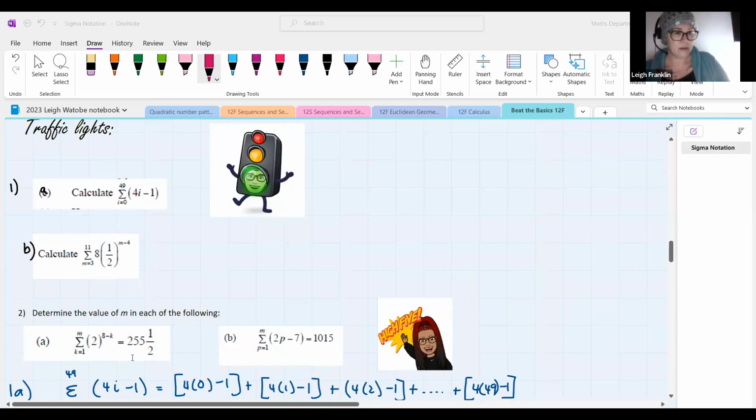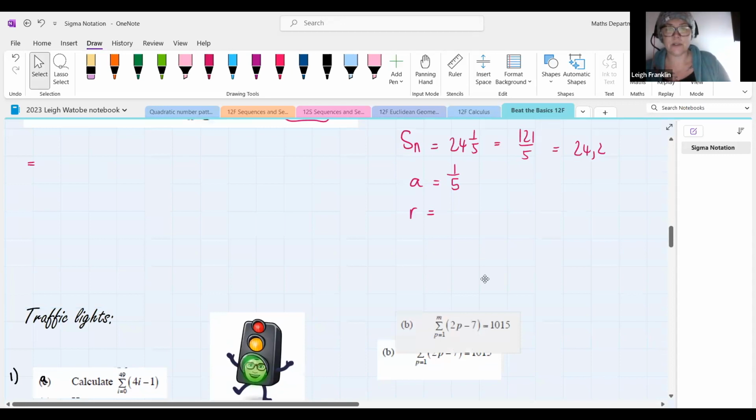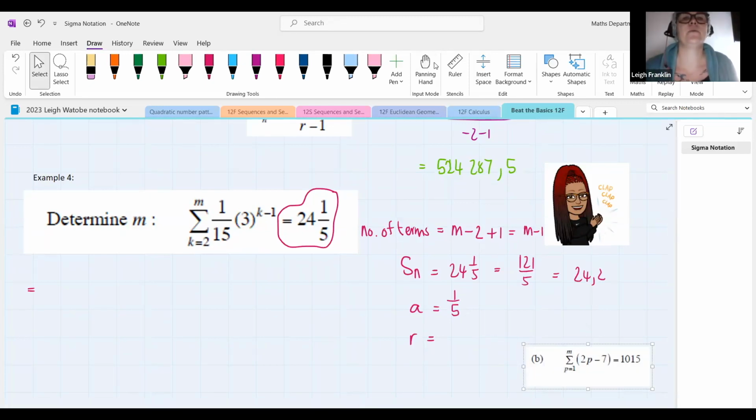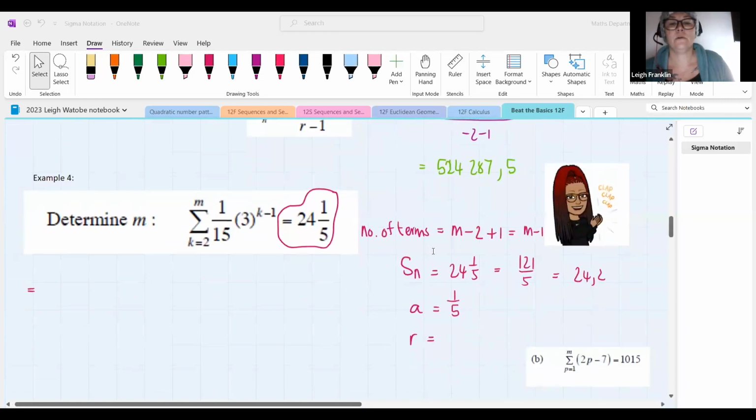Let's give you this to keep you busy. You see B in the corner here, Nhlanhla? That'll at least keep you busy while the rest of us are doing this question. Okay, and the value of r?